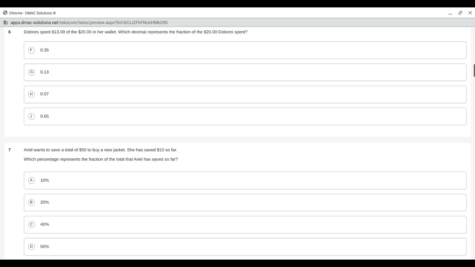Number 6. Dolores spent 13 of the $20 in her wallet. Which decimal represents the fraction of the $20 Dolores spent? F. 0.35, G. 0.13, H. 0.07, or J. 0.65.